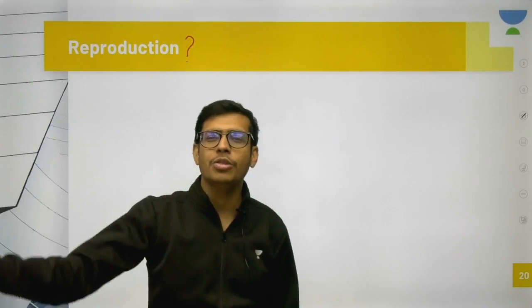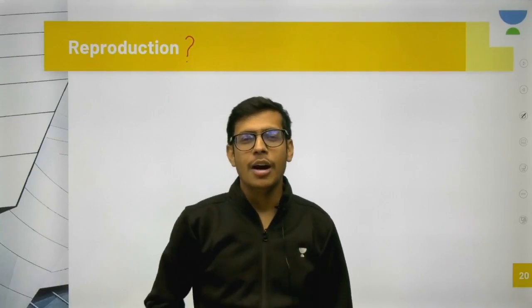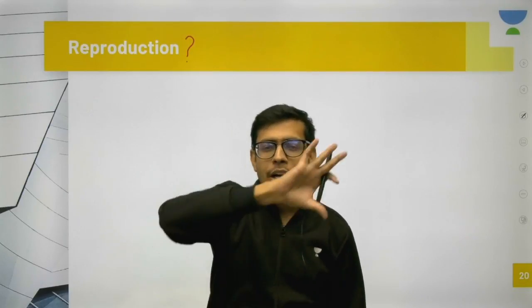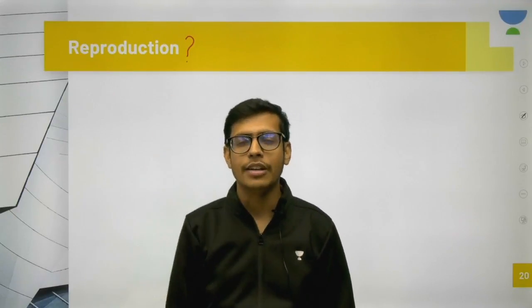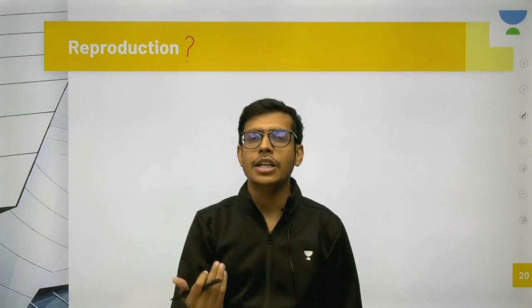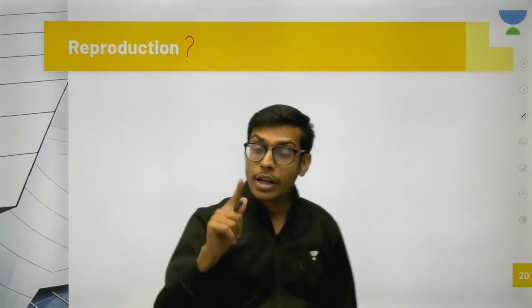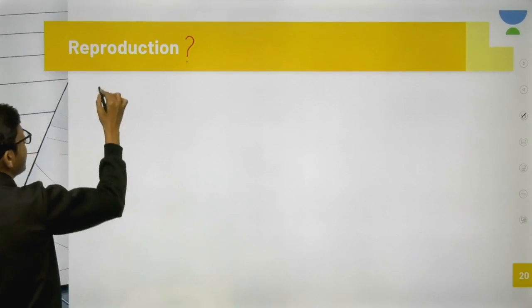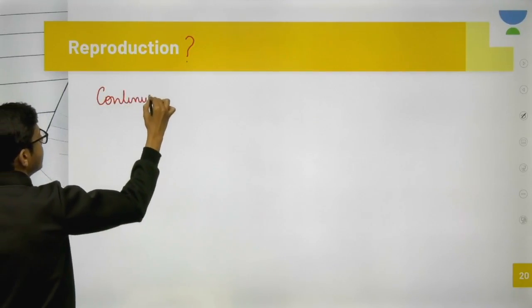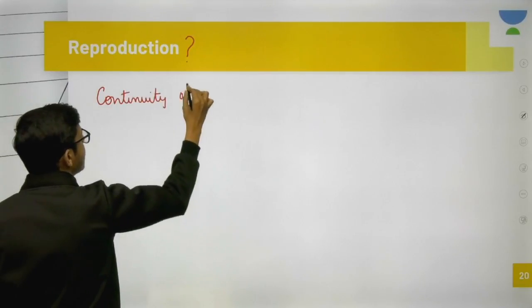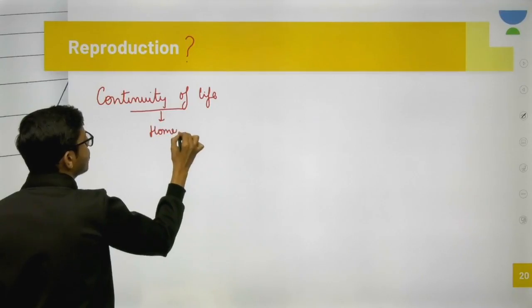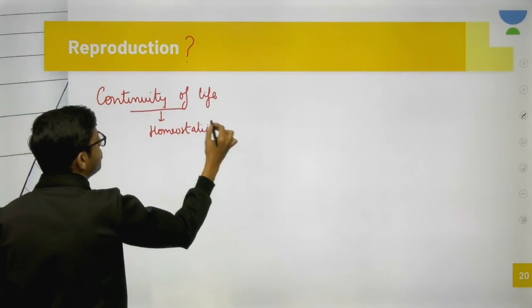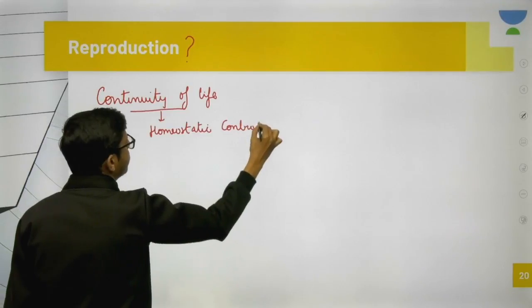Normally reproduction doesn't play any role in homeostasis. Even if I don't reproduce, my body's homeostasis would be the same. But at the species level, talking about an organism level, the continuity of species, continuity of life, is also a part of homeostatic control. Write it down: continuity of life is also a part of homeostatic control. This is very important.